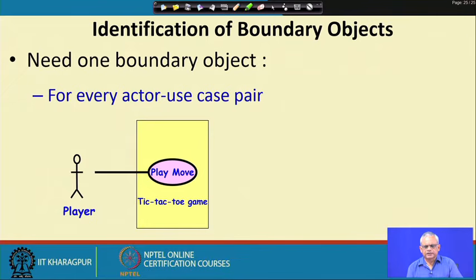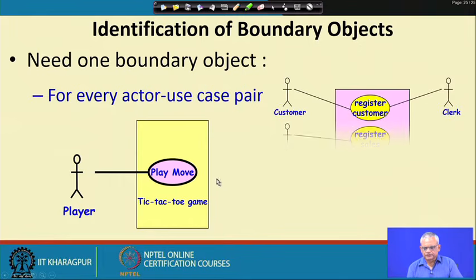Now, let us try to identify the boundary classes for the use case diagrams which you had already developed. Let us look at the tic-tac-toe game use case, and this is a simple problem, and we have only one use case, play move, and therefore, we have just one boundary here, and therefore, we need only one boundary class.